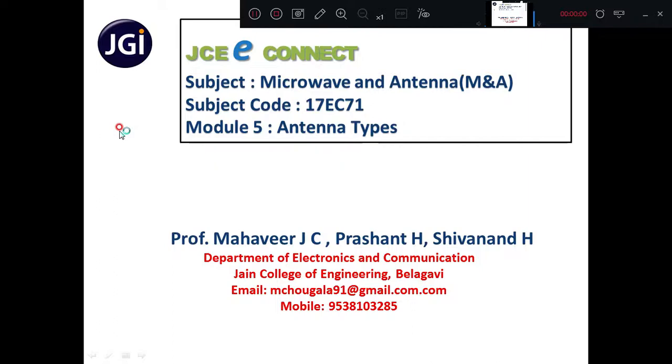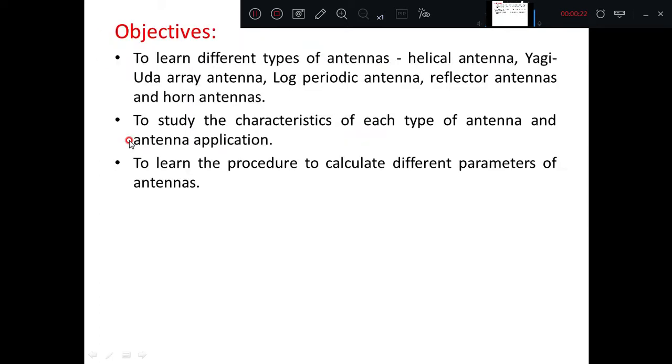Good morning, students. Today we'll be discussing the fifth module in this subject, and in this module we are going to study different types of antennas. So before we start today's class, let me see the objectives of this module.